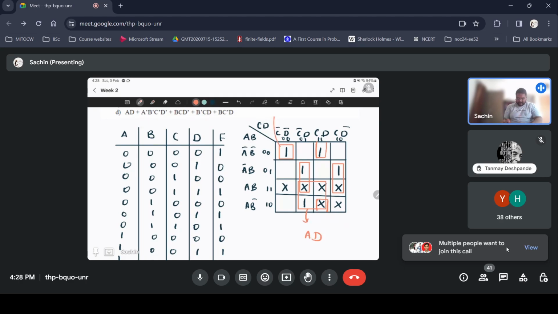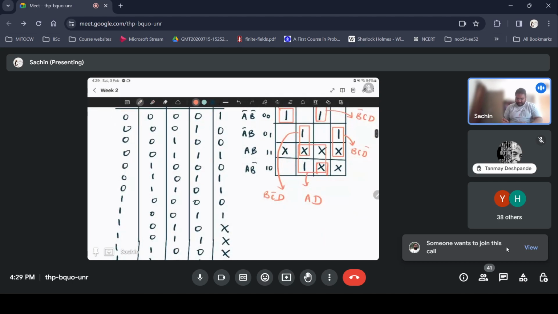This block, nothing is eliminated, it's just a single cell, so it's A bar, B bar, C bar, D bar. This cell here, A bar is changing to A, so A is eliminated, so B, C, D bar. This cell or this pair, A bar is changing to A, so A is eliminated, it's B bar, C, D. And this one, A bar is changing to A, so that will give you B, C bar, D. So your output is simplified output.